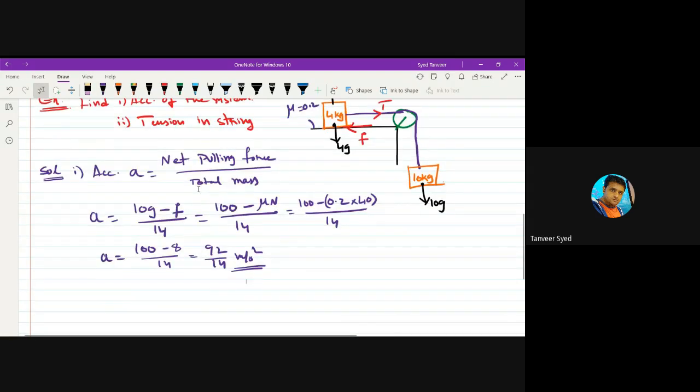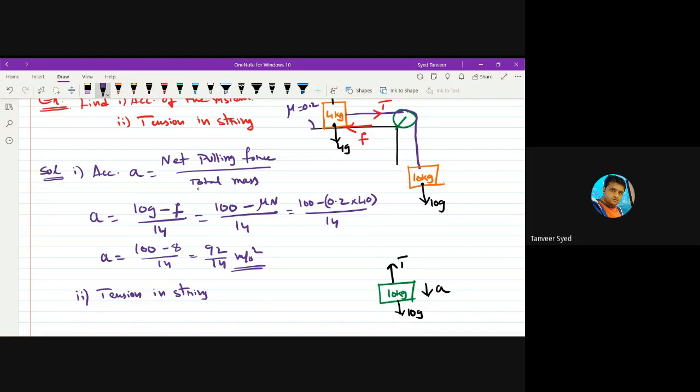This is the acceleration. Then what about tension in the string? What should we do to find tension? We should draw an FBD, free body diagram. Of which block? You can take any block. I'll take the 10 kg block. FBD of the 10 kg block: its weight 10g acting downward, tension in the string T acting upward, and the system is getting accelerated, a, downward.